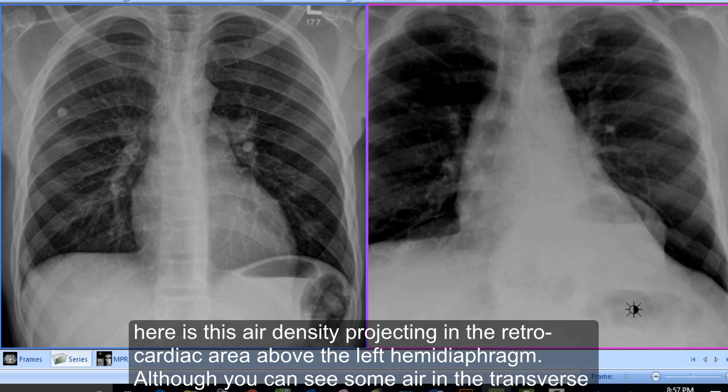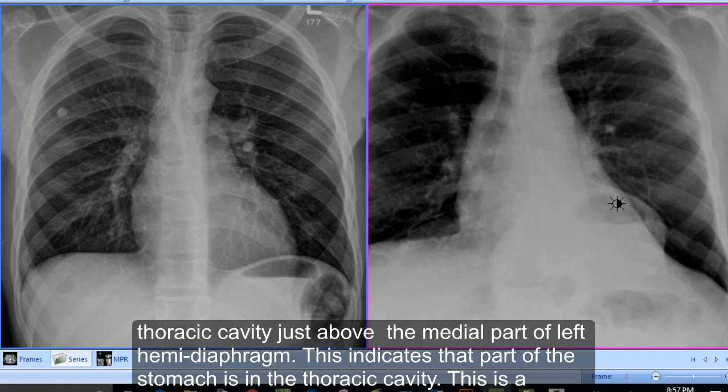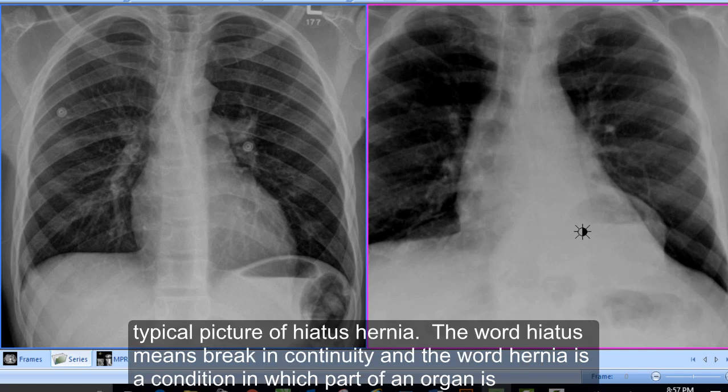Although you can see some air in the transverse colon and in the descending colon as well, the gastric air bubble is missing from this x-ray. Well, in fact, the gastric air bubble is just seen here in the thoracic cavity just above the medial part of the left hemidiaphragm. This indicates that part of the stomach is in the thoracic cavity. This is a typical picture of hiatus hernia.